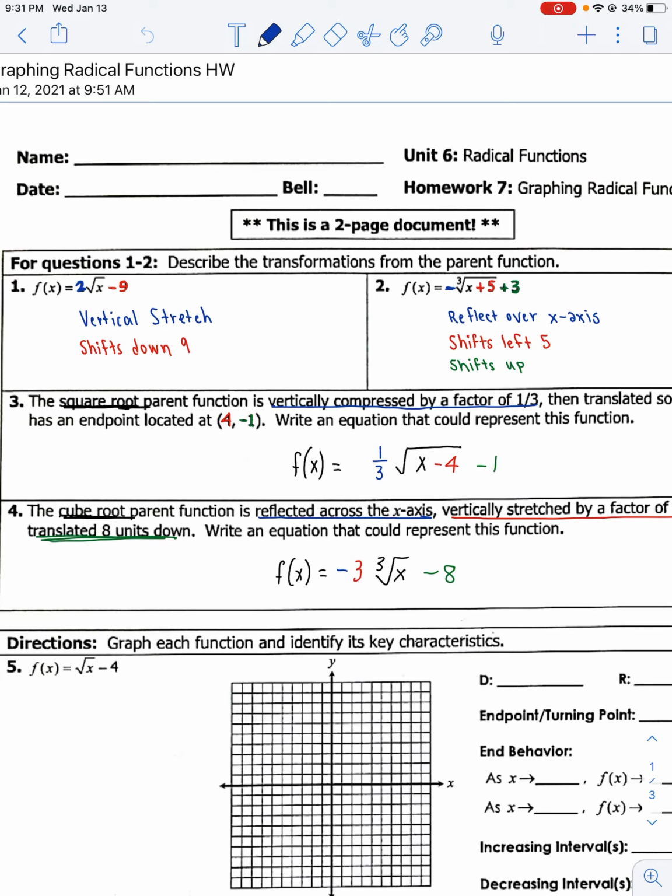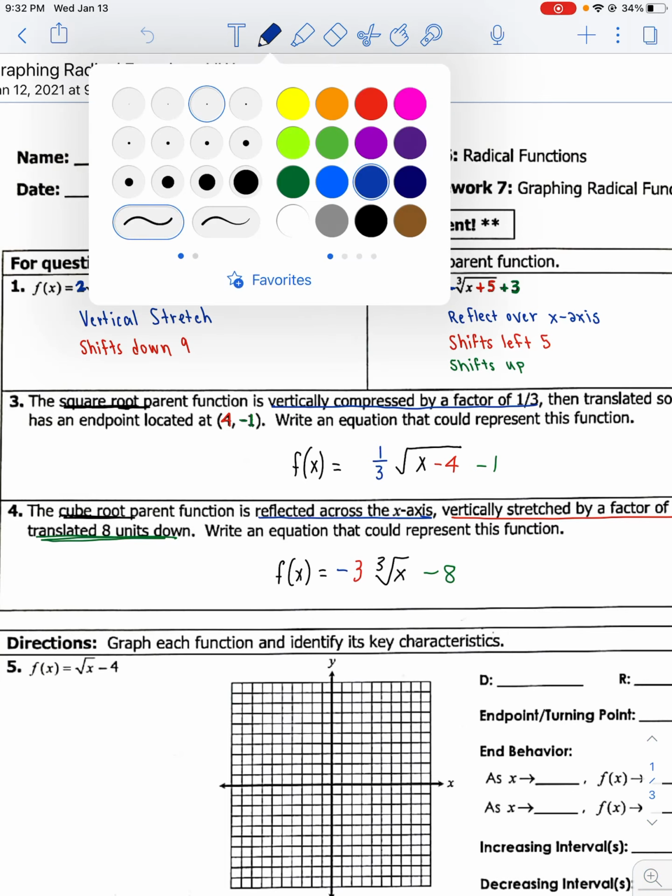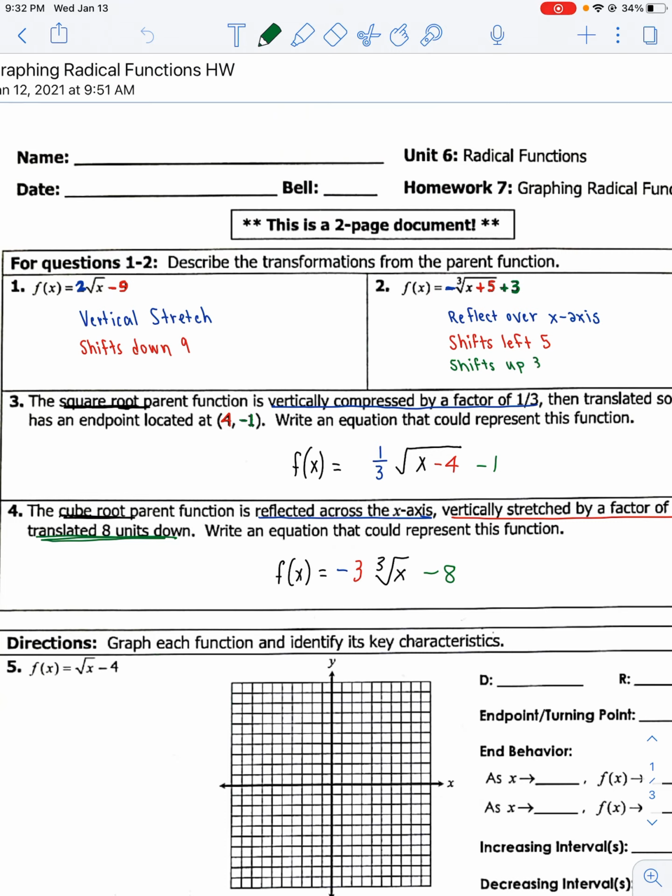On number 2, it had 3 transformations. You had that negative out front. So that means it had to reflect over the x-axis. That positive 5 is inside, so it's the opposite. So that's why it's technically a negative 5, meaning it shifts left 5. And then you have that positive 3 on the outside. It is what it is. So that's representing a vertical shift up. And I should have put 3 there and did not. Now it's there.